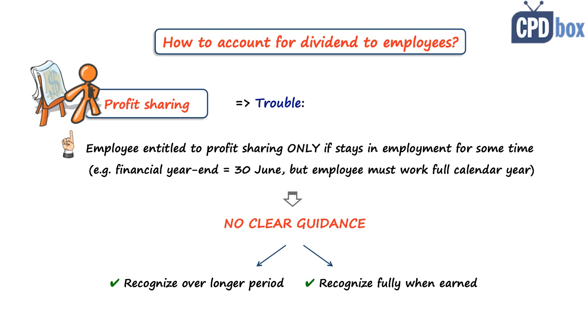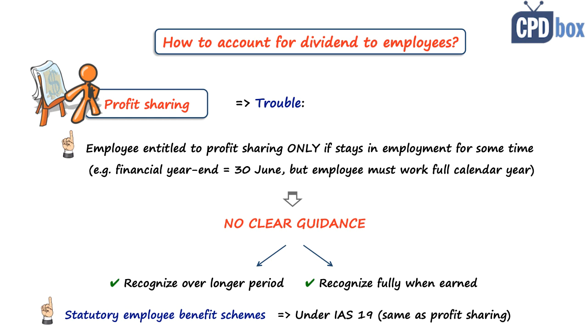The last point. In some countries, there are statutory employee benefit schemes where employers are required by the laws or legislation to pay a certain percentage of profit after tax to the employees. This type of bonuses also falls under IAS 19 and should be accounted in the same way I have just described, because in substance it is still provided in return for the employee's service or work. So just don't apply IAS 12 Income Taxes or IAS 37 Provisions. You should follow IAS 19.